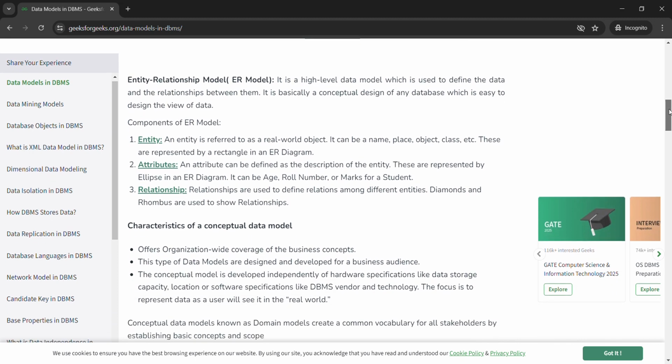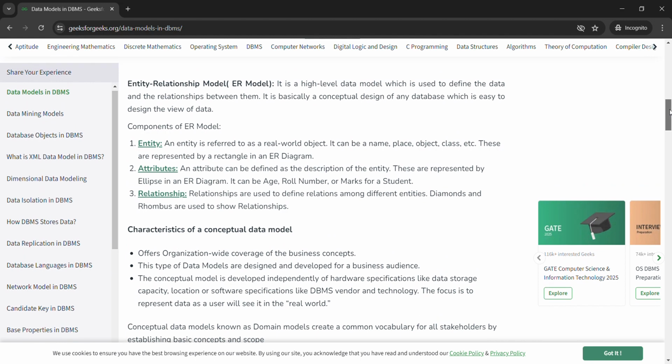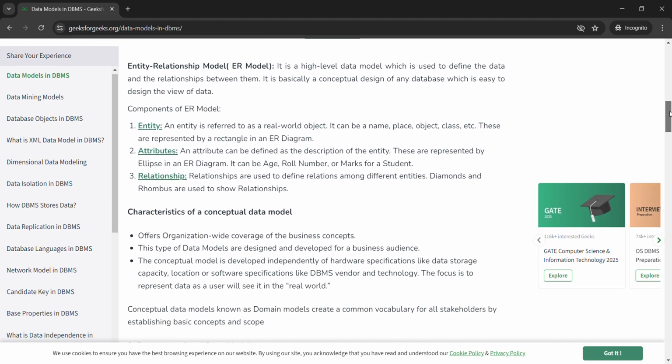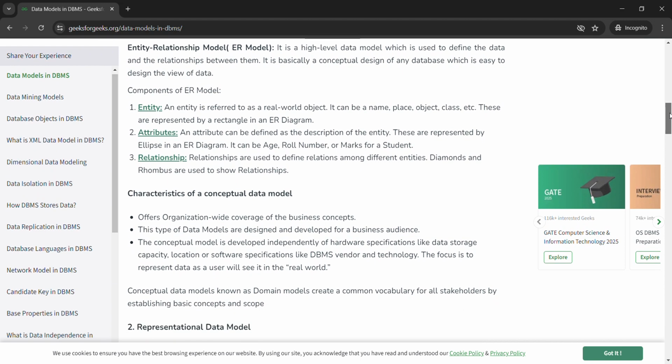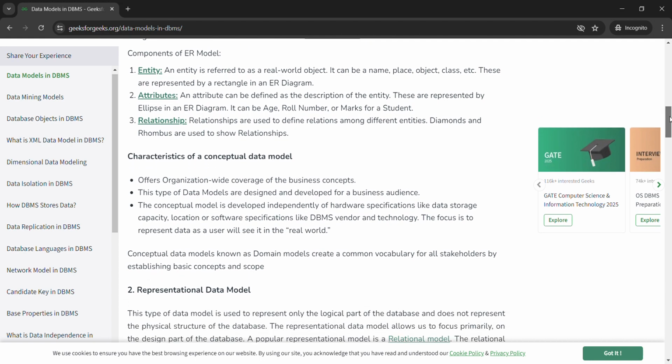Third is the relationship. Relationships are used to define relations among different entities. Diamonds, or rhombus, are used to show relationships.